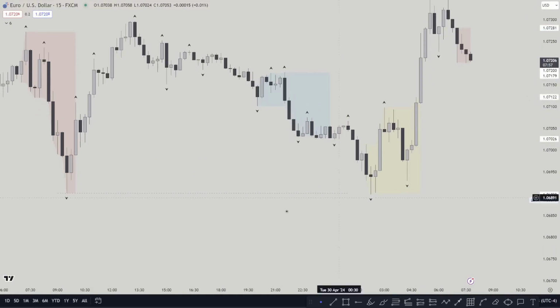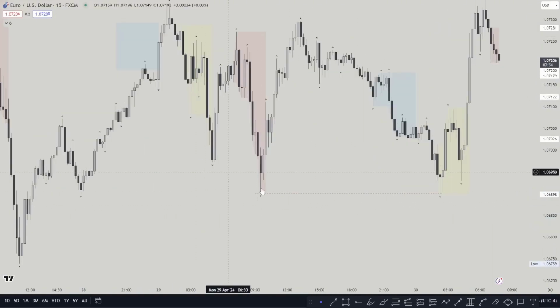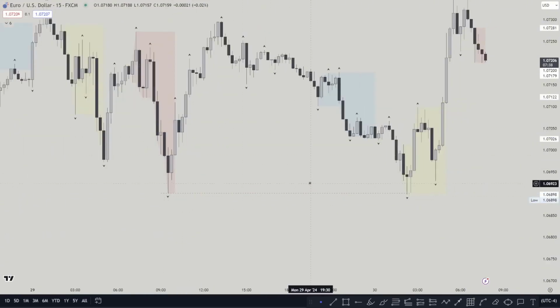Coming back to 15 minutes. This is the only PD array that we have, a low liquidity level. And what do we have here? A small fair value gap. It doesn't really matter that much. There is also a low here, so almost equal lows. This is the New York kill zone low, the previous one.